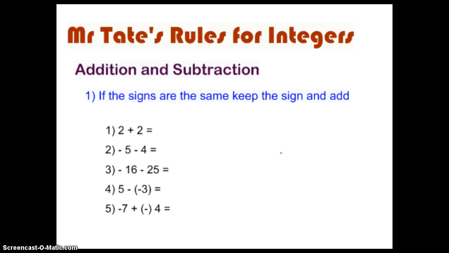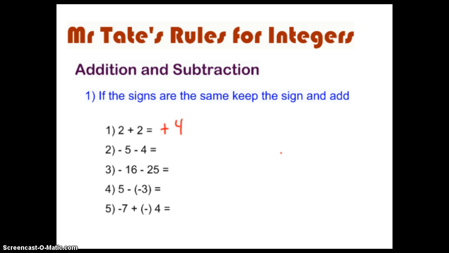Well, we all know 2 plus 2 is 4. When we break this down, it's a positive 2 and a positive 2, so we're adding 2 positive numbers. The sign's the same, they're both positive. So that would be a positive 4, because we have 2 signs that are the same, both positive. On my next one, I have a negative 5 and a negative 4.